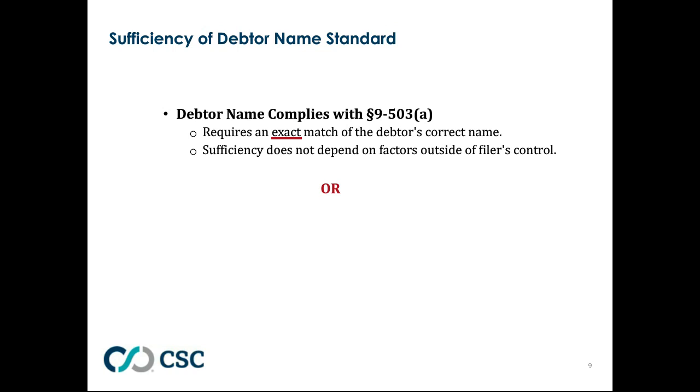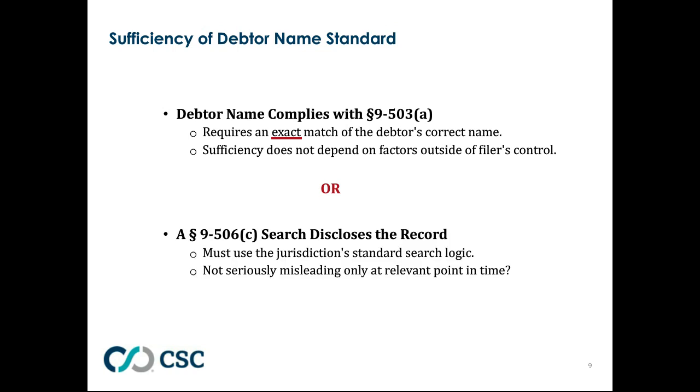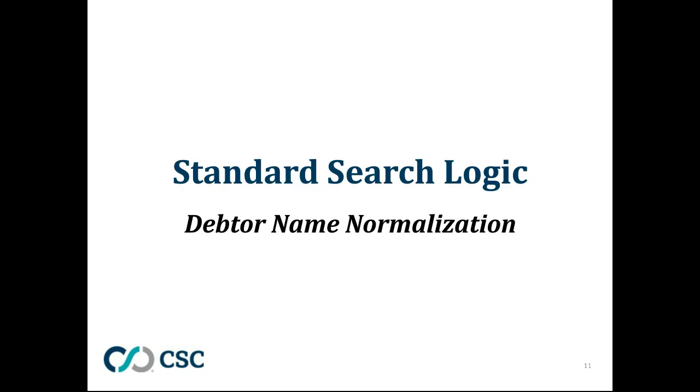Now, if it doesn't exactly and strictly comply with the debtor name rules, then the financing statement will only be sufficient if a search conducted under Section 9-506(c) would disclose the record. And that means it has to use the jurisdiction's standard search logic. So we've got the two standards. Either it has to strictly comply with 9-503(a), or it must show up on a search using the jurisdiction's standard search logic under Section 9-506(c).